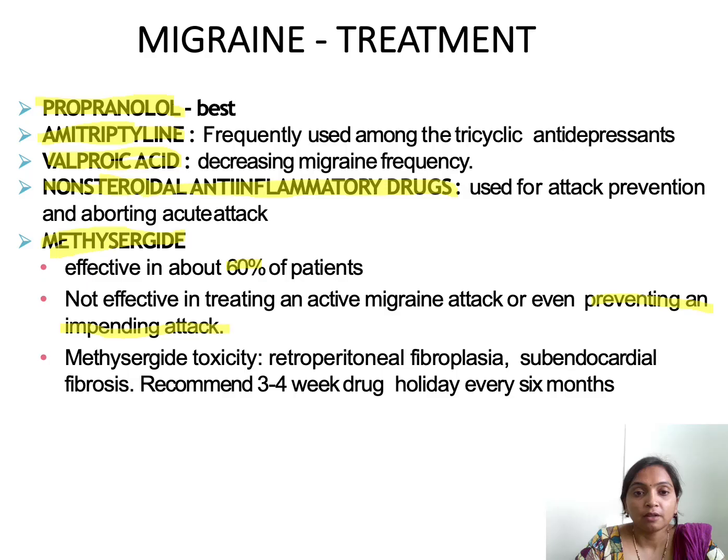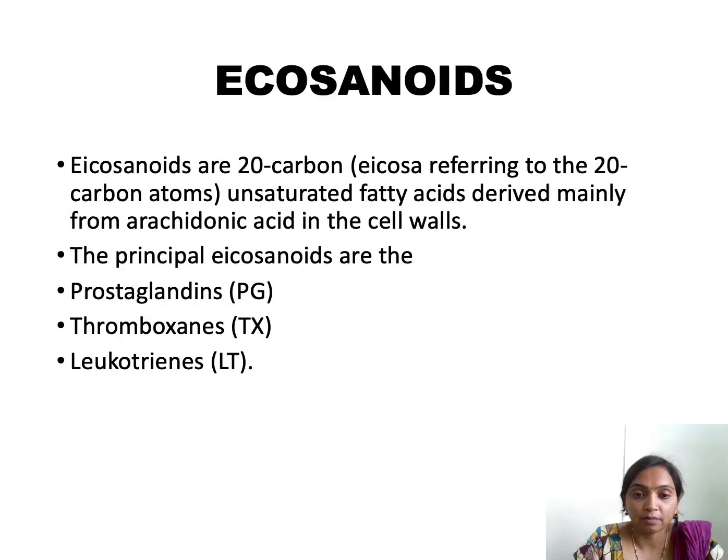So methysergide toxicity can lead to retroorbital, retroperitoneal fibrosis, subendocardial fibrosis. The recommended dose is mainly for 3 to 4 weeks, with a drug holiday every 6 months. So that is it for migraine.